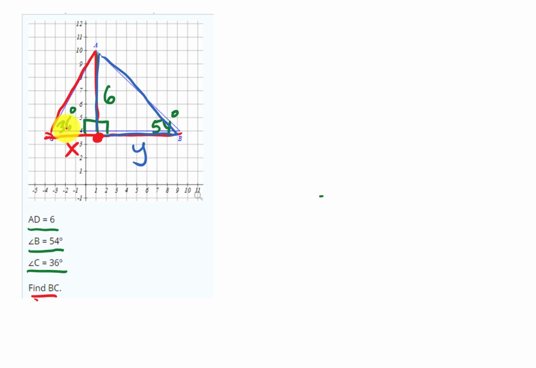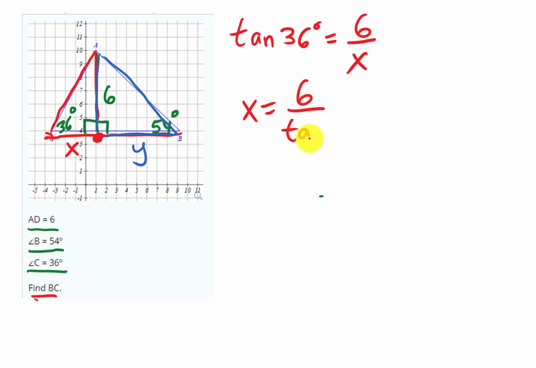So looking at this triangle, for 36 degrees, I have the side opposite it, and I want to know the side adjacent. So I'm going to do the tangent of 36 degrees is going to be opposite, which is 6, over adjacent, which is x. Then solve that for x: multiply both sides by x, and then divide both sides by tangent 36, and I'll have x equals 6 over tangent 36 degrees.